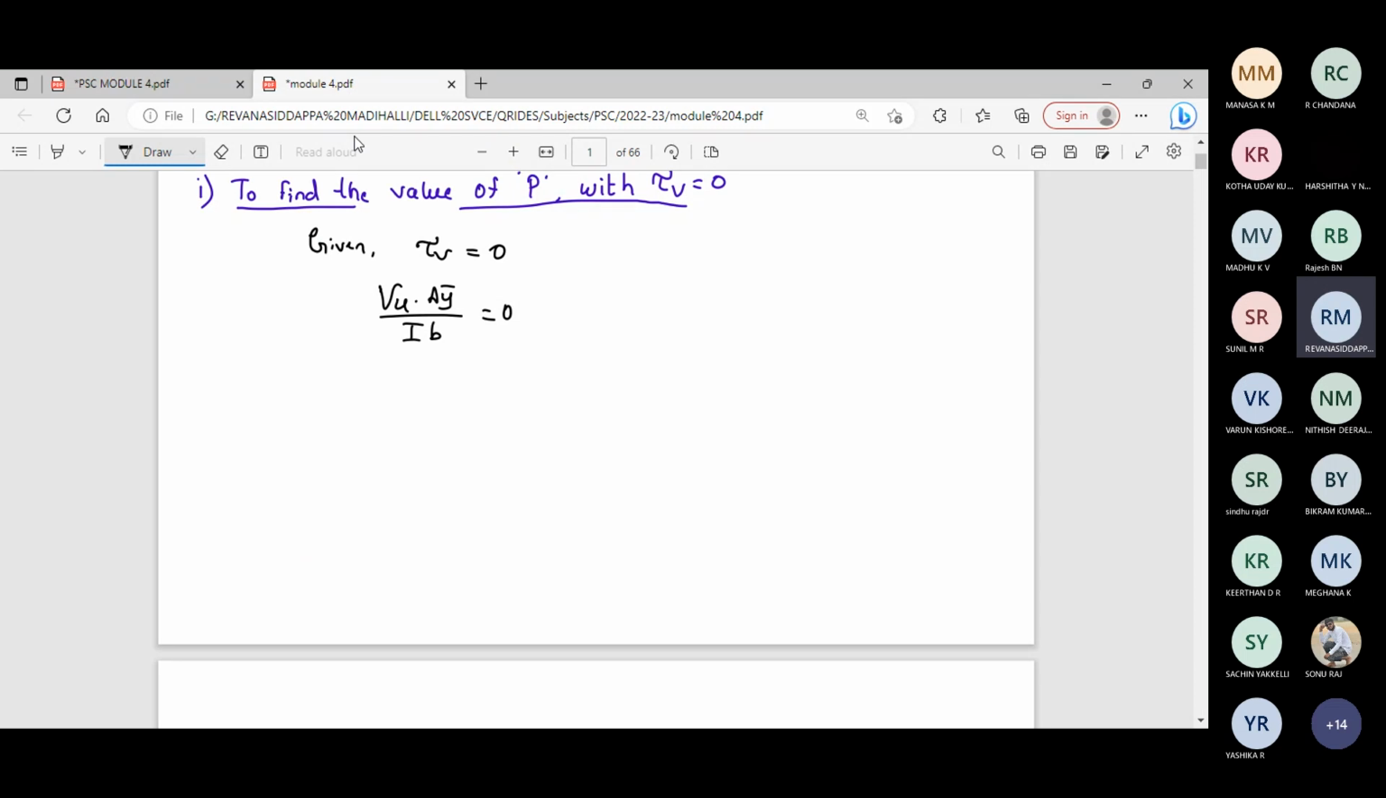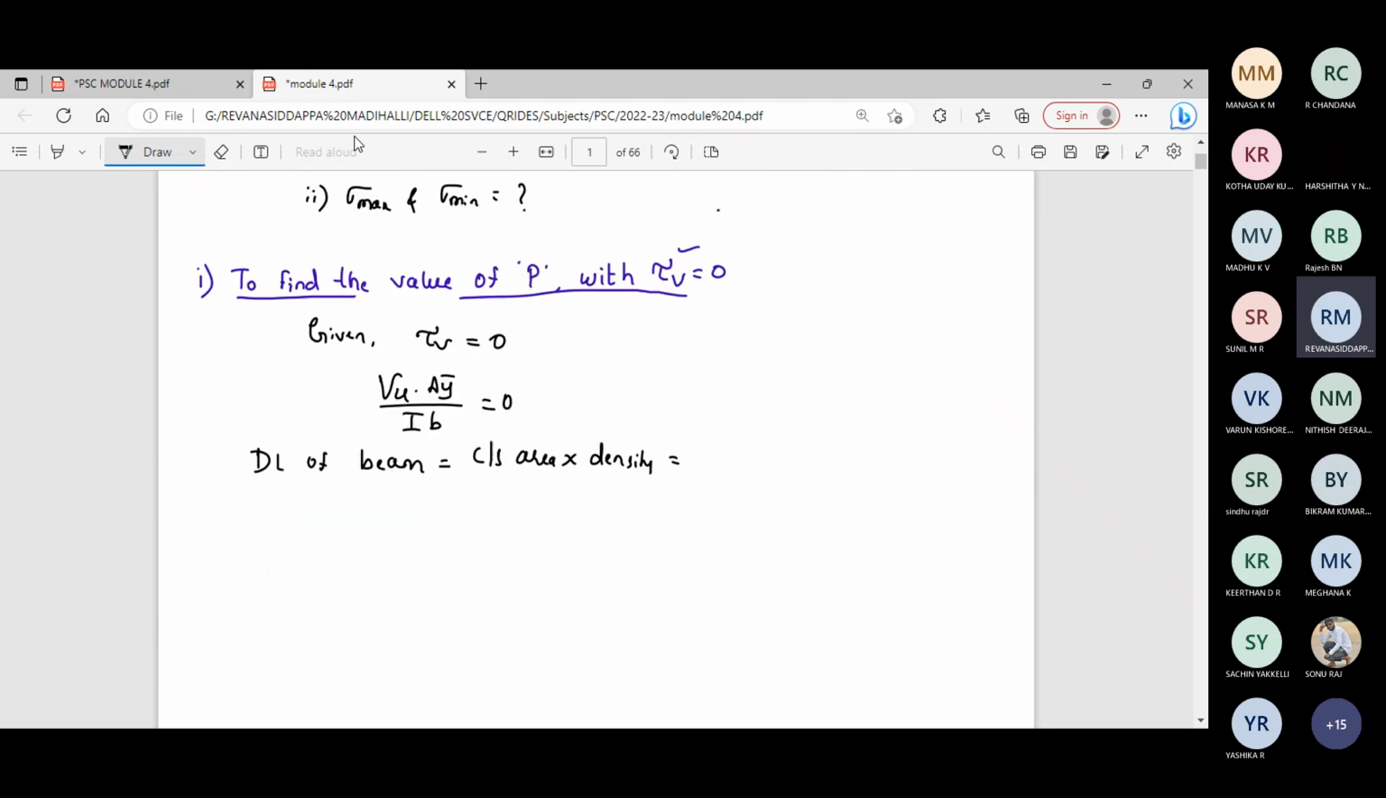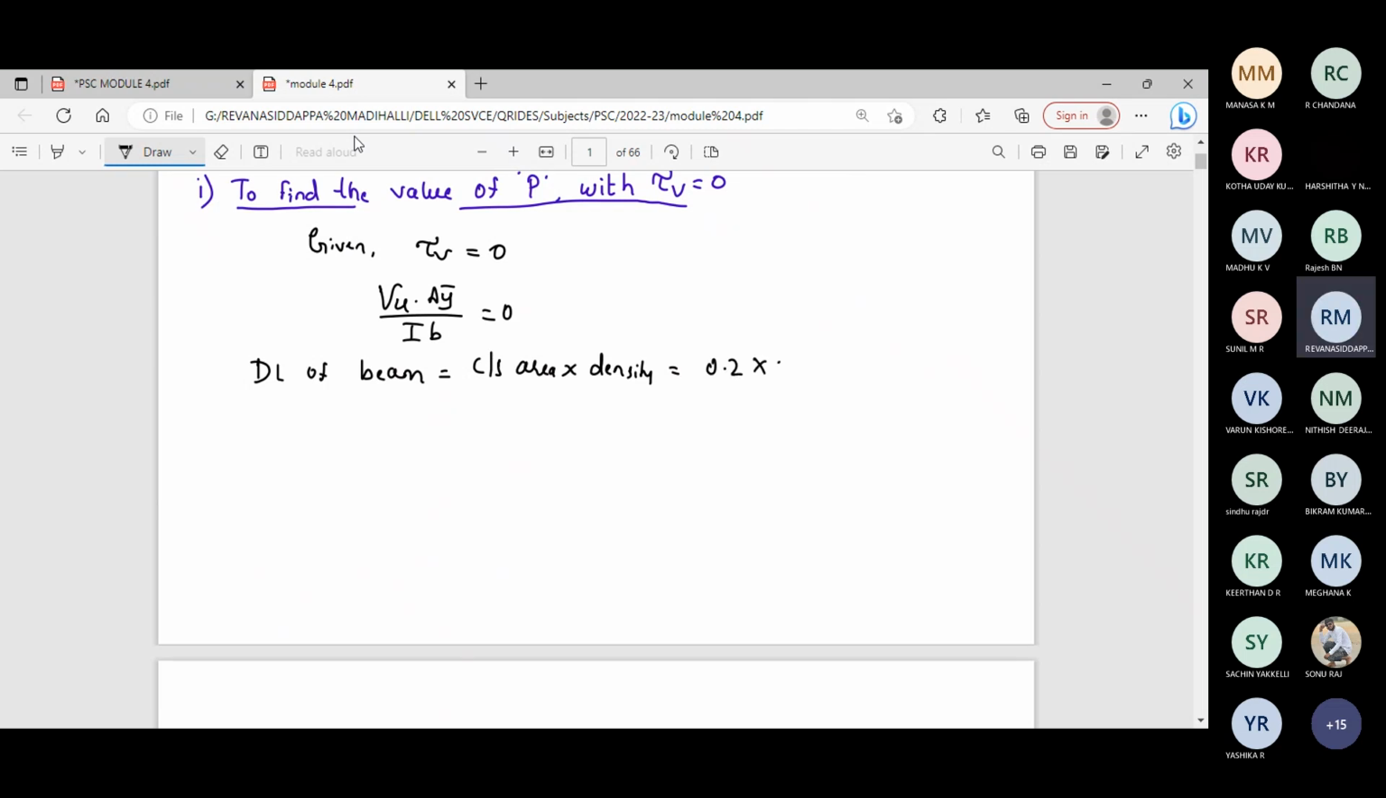Now below, write: dead load of the beam is equal to, how will we find it? Cross-sectional area multiplied by density. What is the cross-sectional area? 200 by 650 means 0.20 into 0.65, into the density of concrete, 24 kilonewton per meter cube. If you multiply all the values, you will get the answer as 3.12 kilonewton per meter.